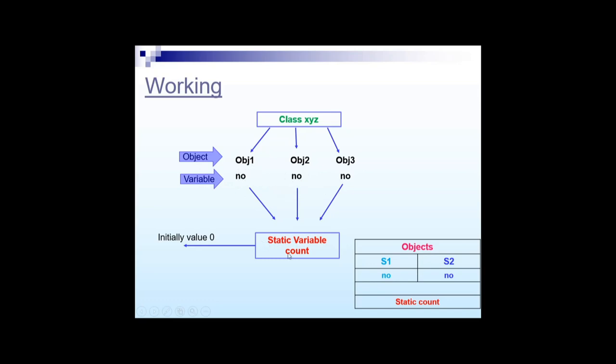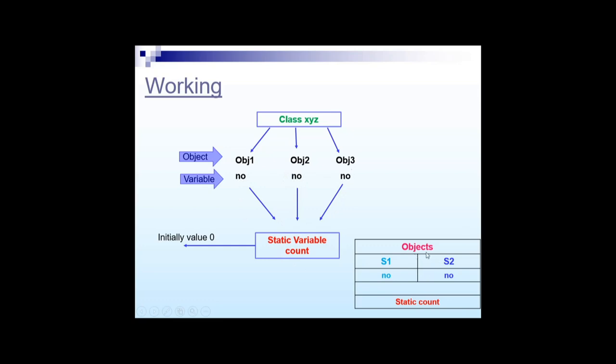Here a static member variable is declared, that is count. This is a common memory space for all objects. You can see here all three objects are accessing that variable, and normal variables are separate for each individual object.